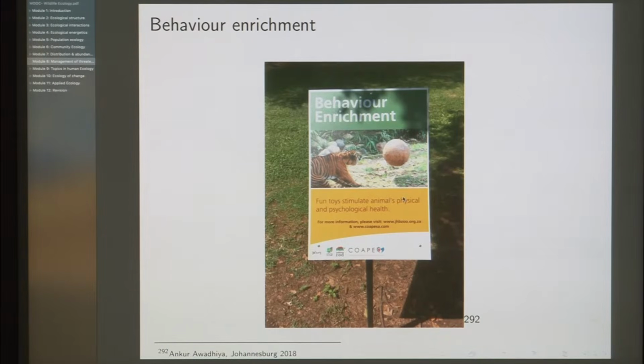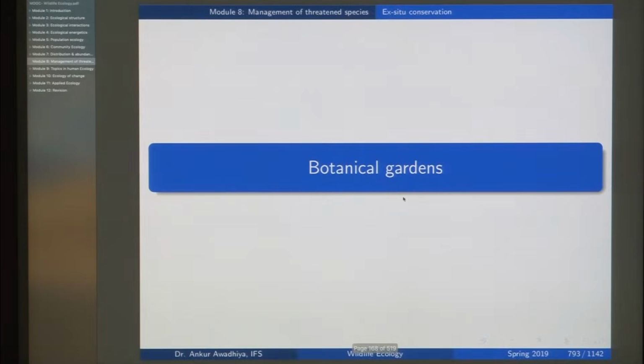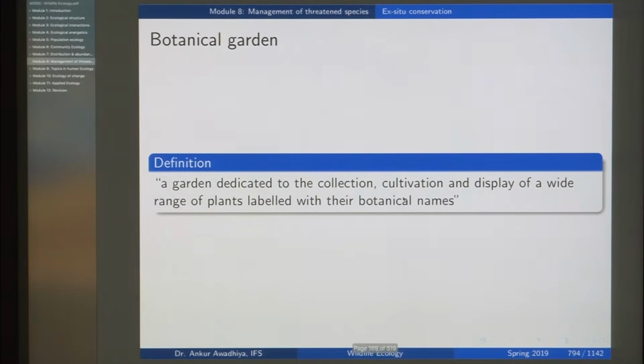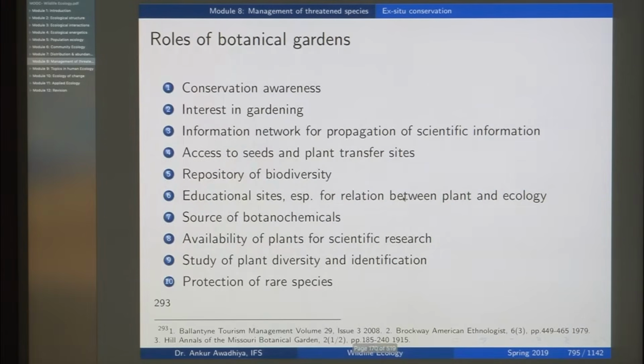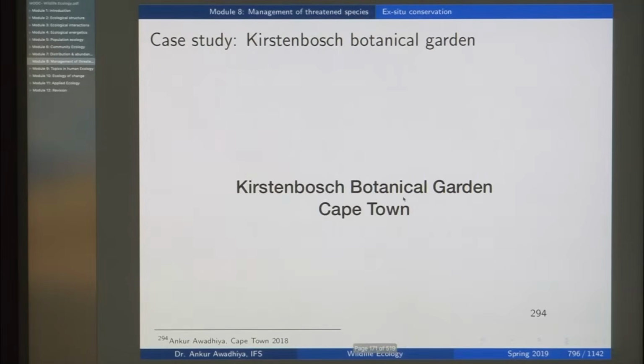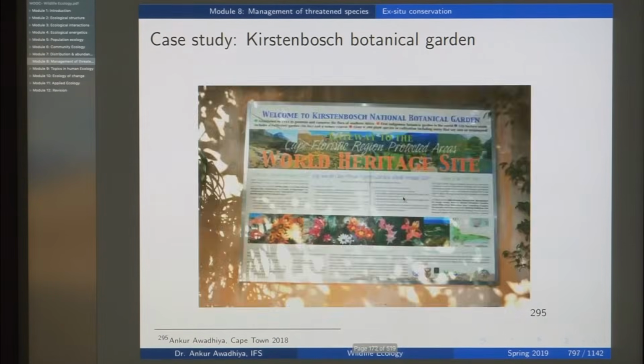Now, there is a need to prevent stereotypic behaviors which animals typically get into when they feel bored, and so there is a need for behavior enrichment. Next, we looked at botanical gardens, a garden dedicated to the collection, cultivation, and display of a wide range of plants labeled with their botanical names. Now, there are several roles that they play, and we had a look at the Christian Bock Botanical Garden.